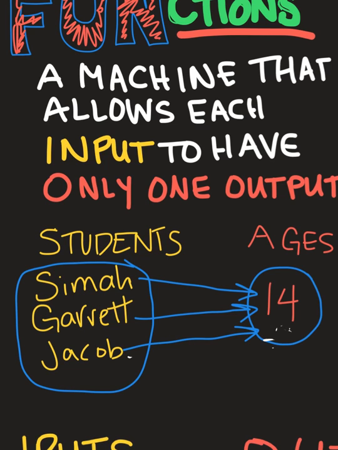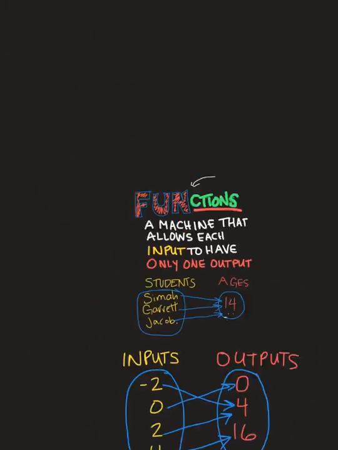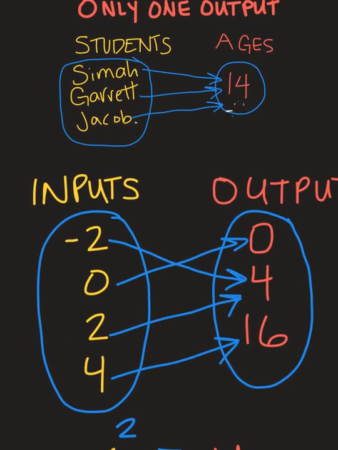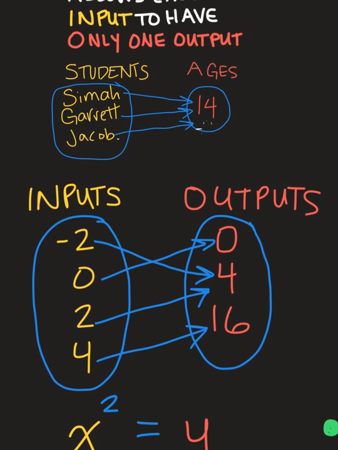And if we look at it in math terms, we can look at it like this with numbers. So if my input is -2, in this function, it gives me an output of 4. If my input is 0, it gives me an output of 0. An input of 2 also gives an output of 4, just like -2 did. But an input of 4 gives an output of 16. So this is also a function. Even though we have two inputs with the same output, there's not one input that has multiple outputs.